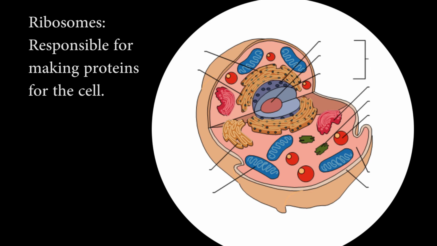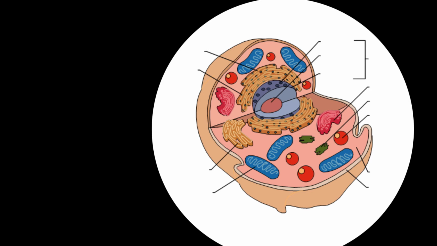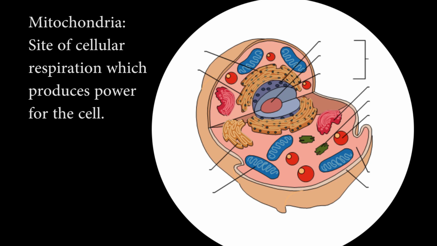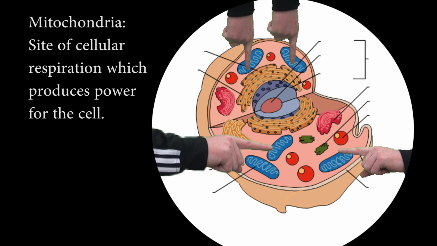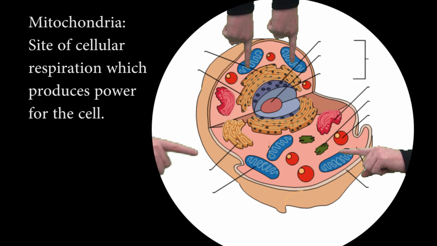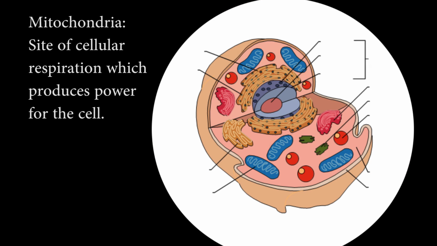Alright, the next organelle we're going to look at is the mitochondria. Here we can see that there are five mitochondria within our cell. Now there are multiples because they serve a very important function. The mitochondria is responsible for producing energy for the cell and for the body if you are a multicellular organism.